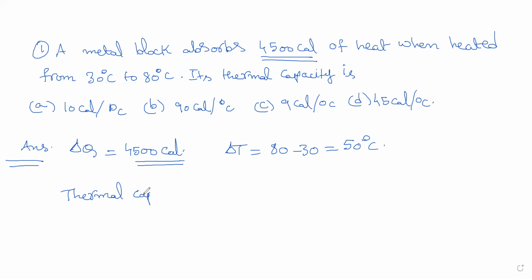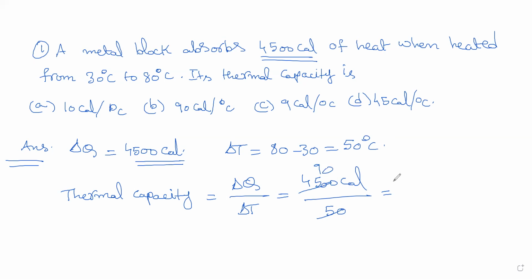So thermal capacity is delta Q divided by delta T. So that is 4500 calories divided by 50. When you work it out, it is 90, right? So 90 calorie per degree centigrade. So that's the idea. So that's 90 for you. Option B, 90. So once finished, please let me know.